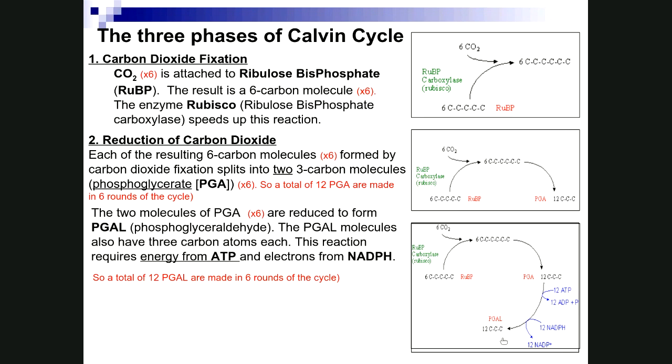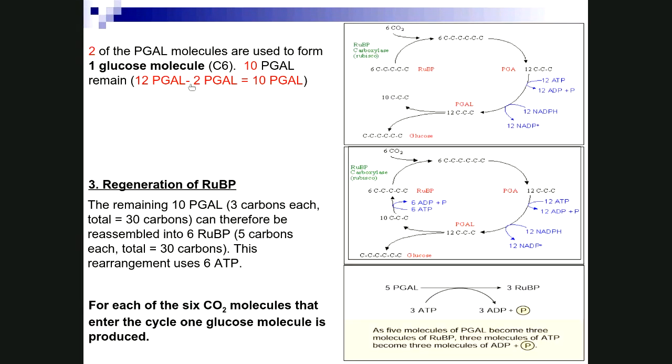Again, we want to make glucose. Glucose has 6 carbons. So we can always join 2 of the PGALs, 2 phosphoglyceraldehyde, together to make 1 glucose. But we made 12. And because we made 12, we only use 2 to make 1 glucose. 10 of these PGALs can be used again to make ribulose bisphosphate, which is a starting molecule in the Calvin cycle. And so in the end, we made 1 glucose using 6 carbon dioxide.